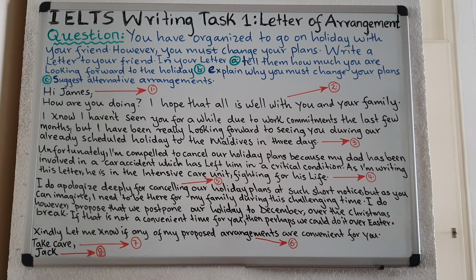Now, once you have done that, then you move on, you tick that, so you have addressed the first point A, you have addressed the second point B, and you have addressed the third point C. After that, you move on to step 6, and that is where you write the conclusion of the letter. Kindly let me know if any of my proposed arrangements are convenient for you. Kindly let me know if any of my proposed, means suggested, arrangements or plans. So I'm asking James to let me know if any of my suggestions are convenient for him. Okay? If something is convenient for you, it means it's suitable for you.